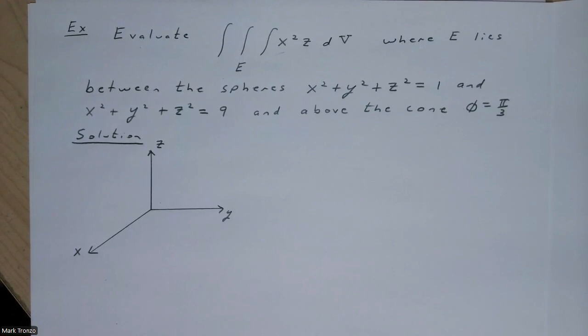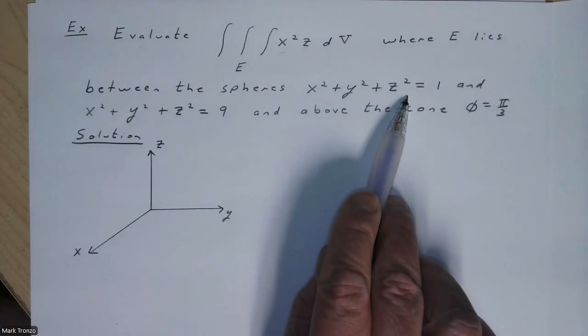Let's take a look at this problem. Evaluate this triple integral of x squared z dV, where E lies between the spheres x squared + y squared + z squared = 1 and x squared + y squared + z squared = 9, and above the cone phi equals pi over 3.